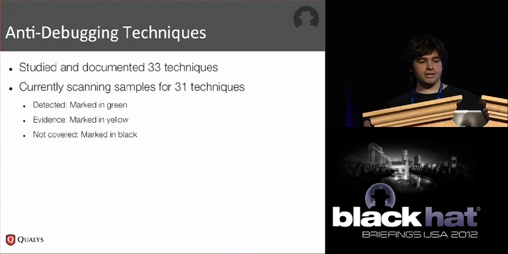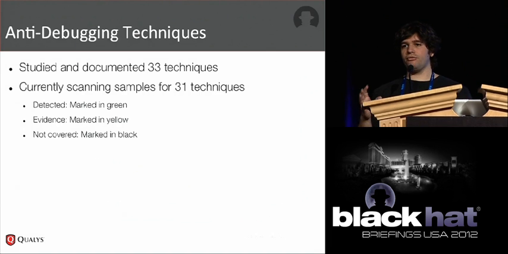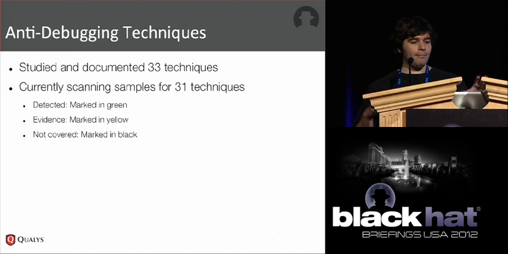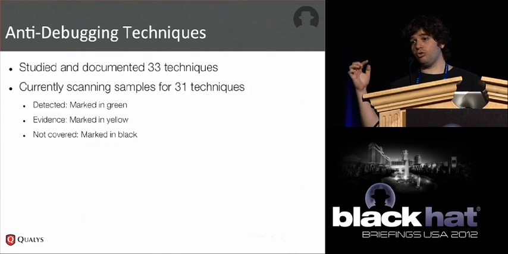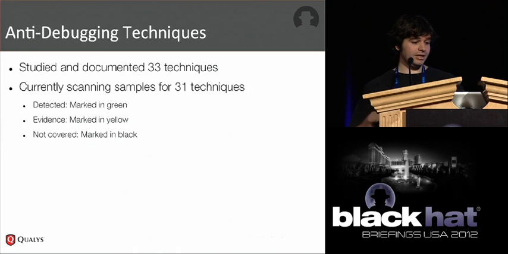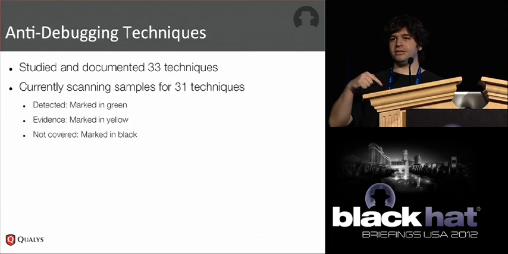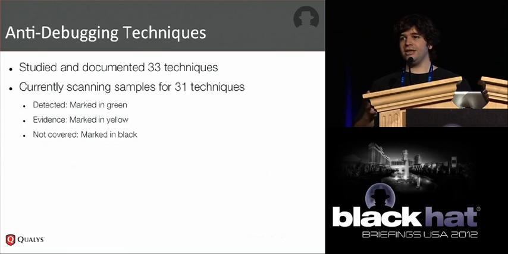We documented 33 techniques of anti-debugging. Among these 33 techniques that are documented in the paper, 31 are currently being detected in the samples. It means that we do have a plugin detecting 31 of such techniques.